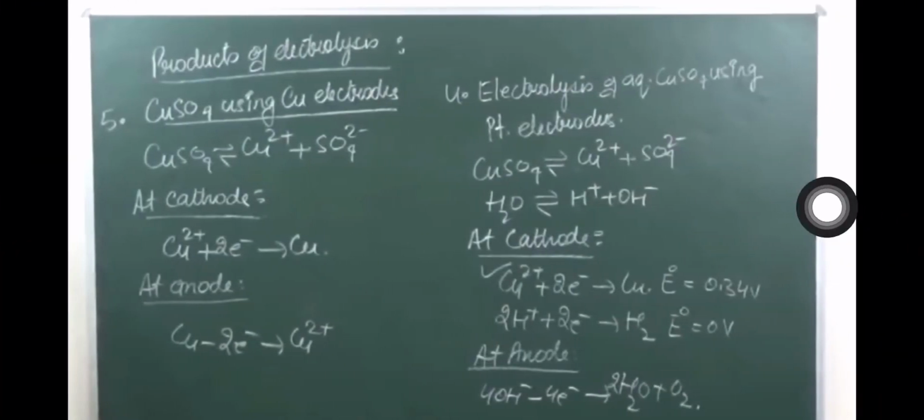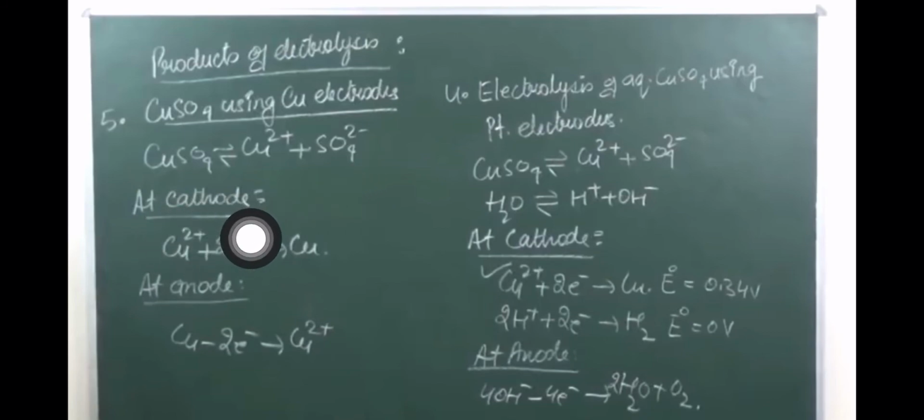Now let us see another case of CuSO4, when Cu electrode is used. You know that Cu is a reactive electrode. Here we were using an aqueous solution, so H2O was there. But when you are using direct CuSO4, no H2O is there. So again this is the simplest form, like we have seen for molten NaCl and PbBr2. A simple dissociation will take place, that is CuSO4 giving Cu plus 2 plus SO4 minus 2.